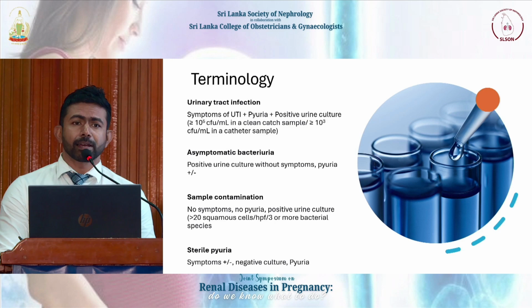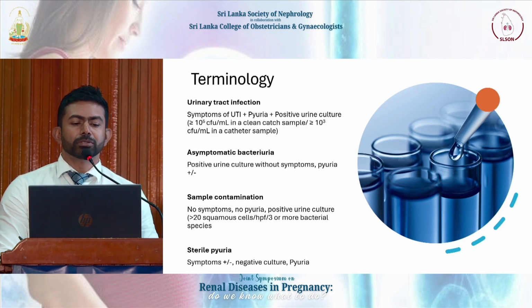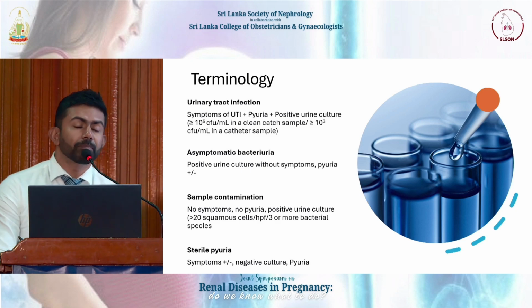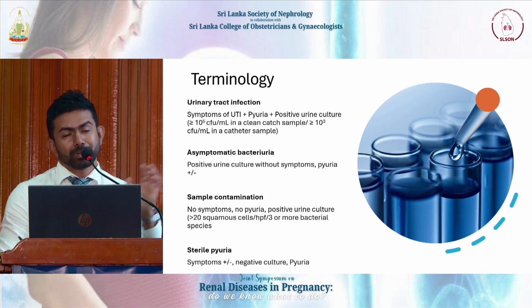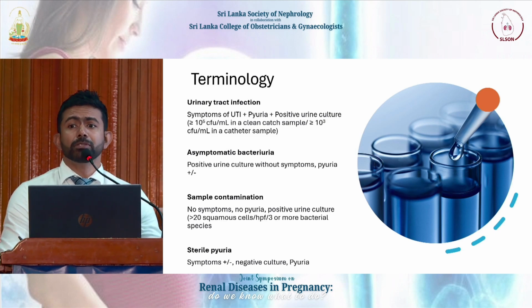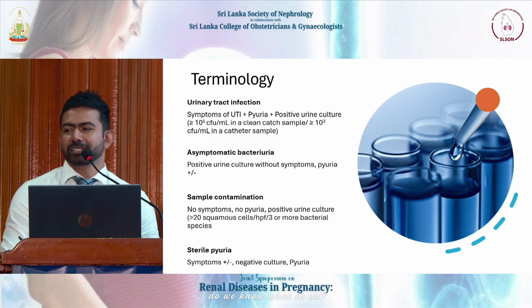And then you have sample contamination. Sometimes when you collect the sample, it can get contaminated by the vaginal flora or the perineal flora. Here you don't have symptoms, you don't have pyuria, but you have a positive urinary culture. Especially when we talk about sample contamination, usually you have more than 3 organisms, what we call heavy mixed growth. But you can get a UTI with 2 organisms. Sometimes you can have urinary cultures positive for 2 organisms. But when it comes to contamination, usually you will have 3 or more, and the microbiologists will not give the 3 or more organisms. They will report it as a heavy mixed growth, right?